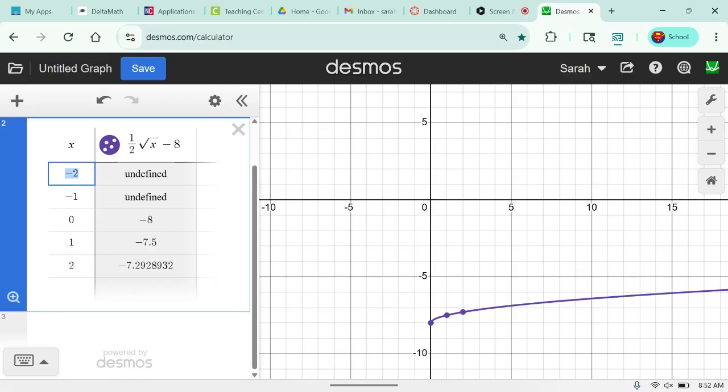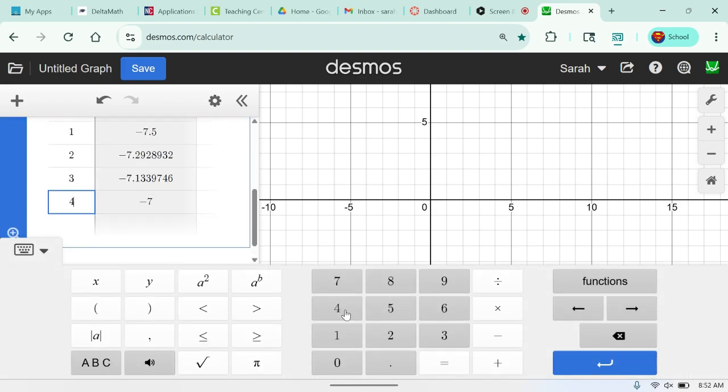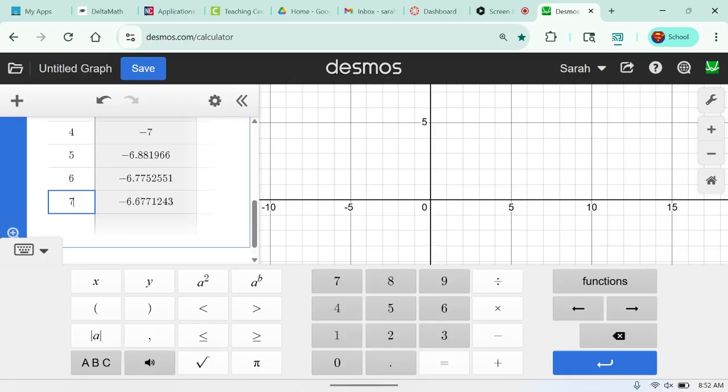-7.5 is a rational number because that decimal ends. -7.2928932, and it's going to keep on going forever and ever. That's not rational. It's irrational. So all you got to do is just keep typing in until you got some nice numbers. So there's another one. That one doesn't work. That one doesn't work. That one doesn't work. That one works.